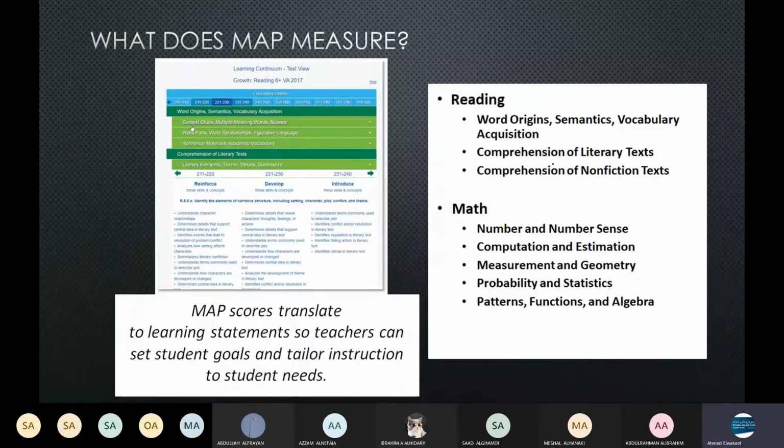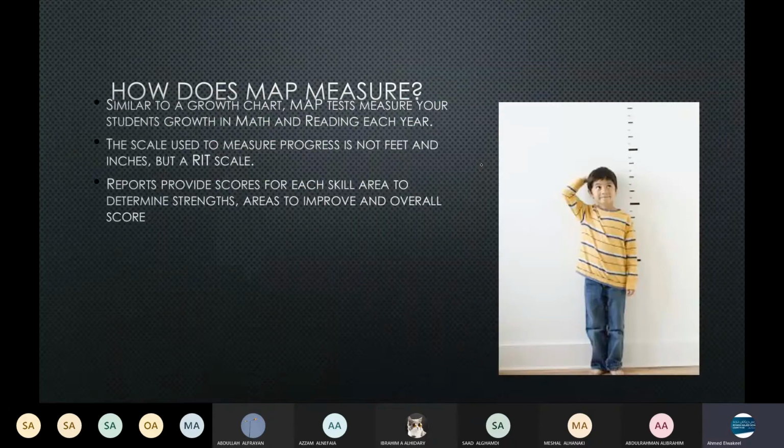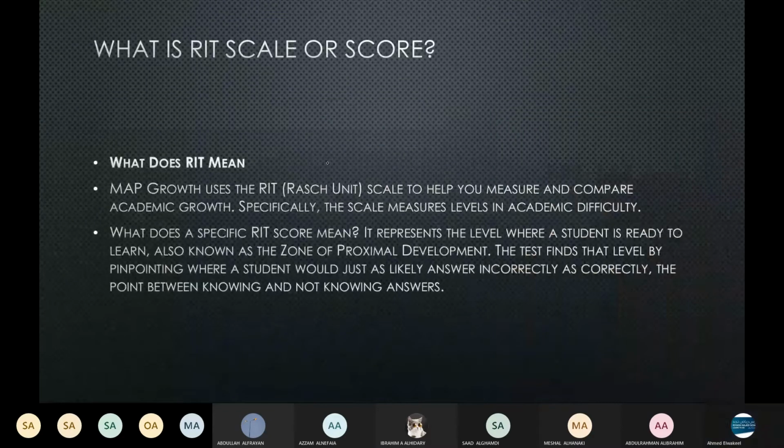We have also spoken about reading and math. So how does MAP measure? Similar to a growth chart, the one we spoke about at the beginning of the session, MAP tests measure your growth in mathematics, reading, and also language usage. The scale used to measure progress is not feet and inches, but the RIT scale, and we will speak about the RIT right now. The report provides scores for each skill area to determine the strengths, the areas to improve, and an overall score.